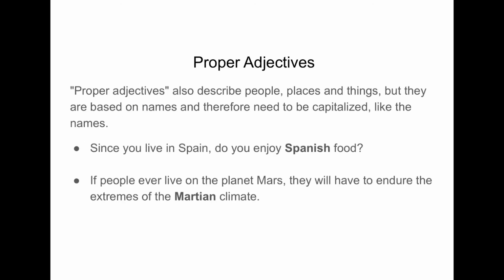And lastly, there's proper adjectives. They also describe people, places, and things, but they are based on names, and therefore need to be capitalized like the names. Spanish food or Martian climate are just a few examples.